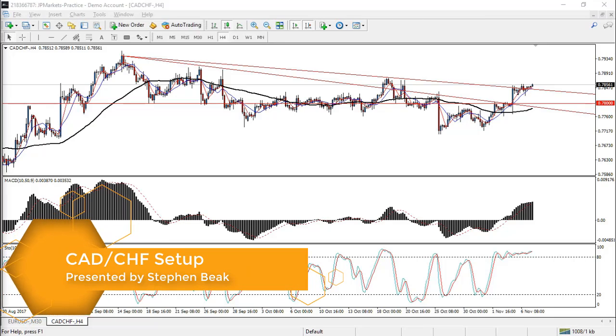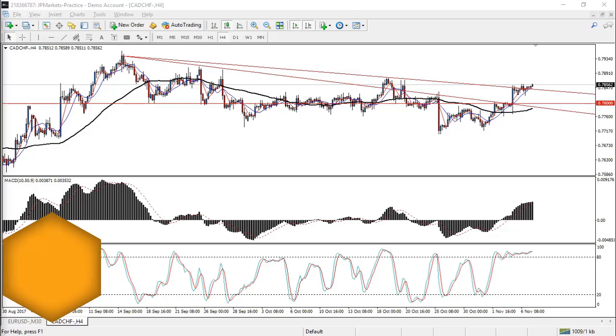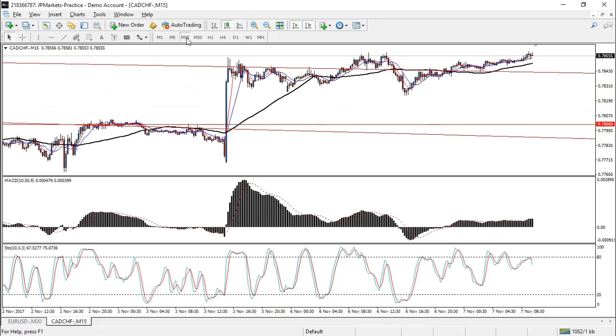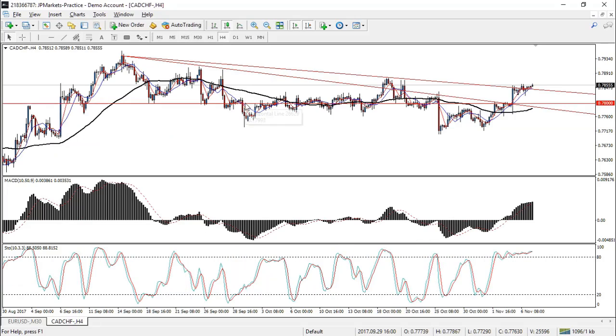We're going to be looking at a potential trade coming up on the Canadian dollar Swiss franc. Alright, we're looking at the 4-hour time frame. So it is going to be a longer term trade that we're looking at, although I'm sure you will find plenty of opportunities inside the 15 and 30 minute to be trading long on this. But let's go back and have a look at the 4-hour.